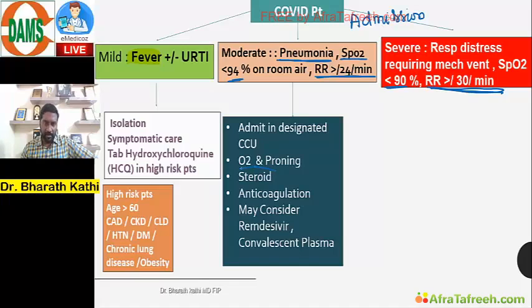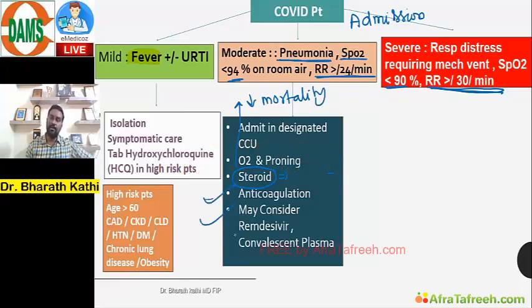Out of all the drugs, steroid is the only drug which is known to decrease mortality. So previously asked question: which is the drug known to decrease mortality in a COVID patient? Your answer should be steroid. Steroid is the only drug which is known to decrease mortality in a patient with COVID. Along with that, anticoagulation, and you may consider remdesivir, convalescent plasma also.